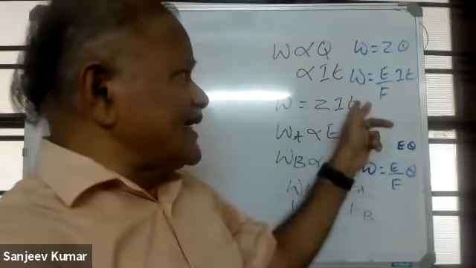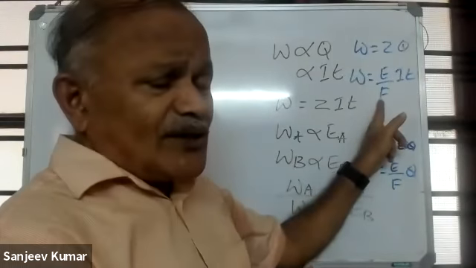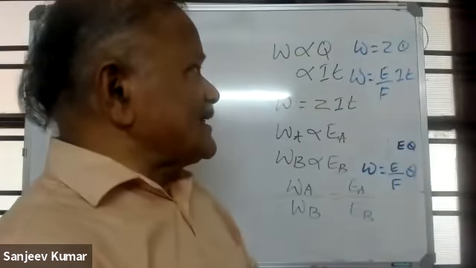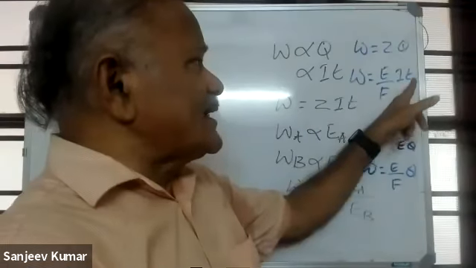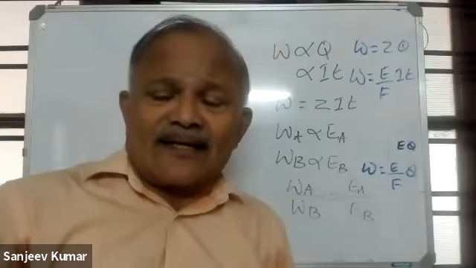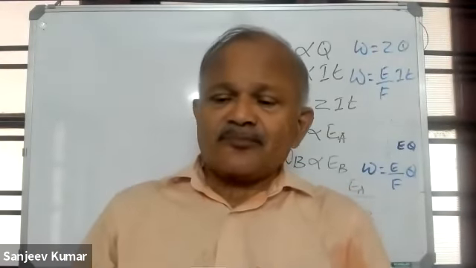And therefore, W is equal to E by F into I into T, where W is the amount of substance deposited, E is the equivalent mass of that substance, and F is the Faraday constant, which is approximately 96,500 coulomb, and I is the current strength in ampere, and T is the time in second. This is the quantitative aspect of electrochemistry.